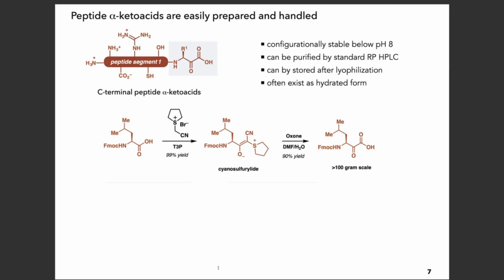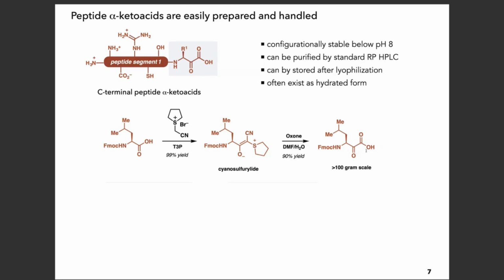And to do this, we adapted some chemistry originally from Harry Wasserman using phosphorus ylides. And we eventually found that sulfur ylides worked much better, and we can take any standard Fmoc protected amino acid. We can activate that with any standard coupling reagent. Here we use T3P. And allow that to react with this ylide precursor to form this what we call cyanosulfur ylide. These are exceptionally stable compounds. They are completely resistant to protonation, to strong acids, to base, but they will undergo an oxidative cleavage with Oxone to deliver the alpha-keto acid.